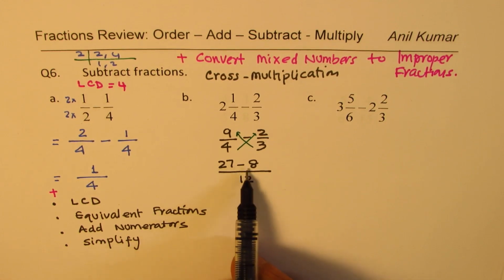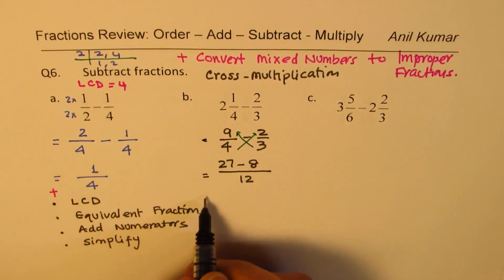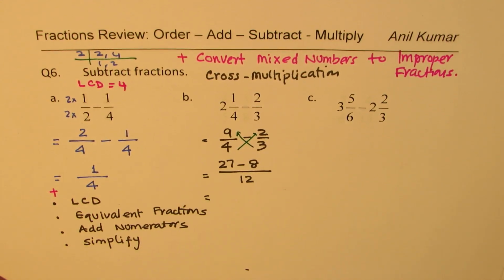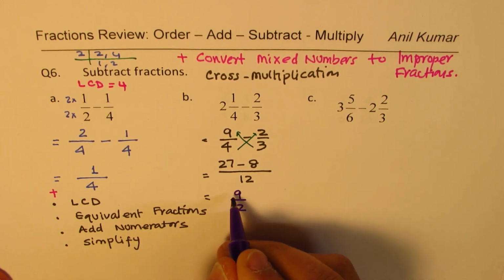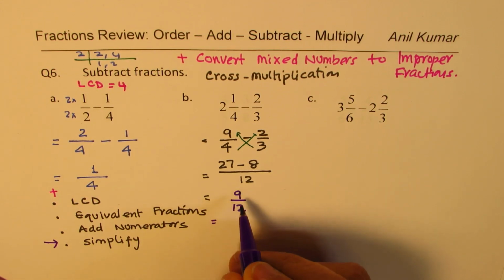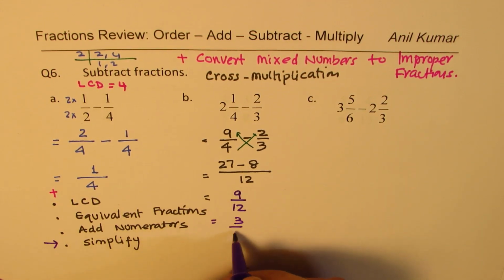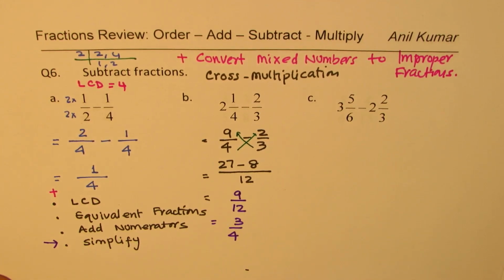Now, 27 minus 8 is 9. So we could write this as, let me change the ink now, it will get mixed up with what I have already written. Okay, so what we get here is 9 over 12. Now we should simplify, correct? Both can be divided by 3. So we get 3 over 4, correct? So that becomes the difference, and that is our final answer, 3 over 4. Is that clear?